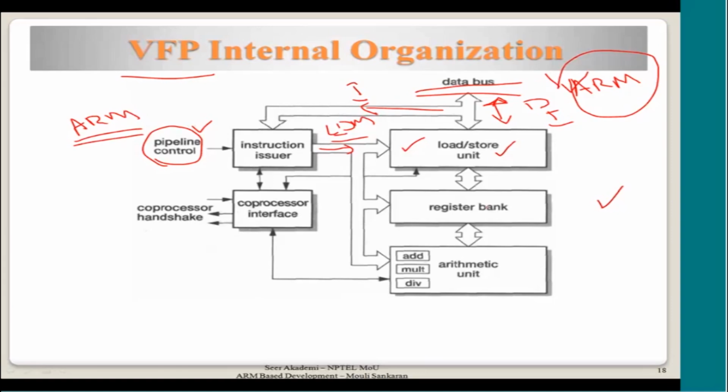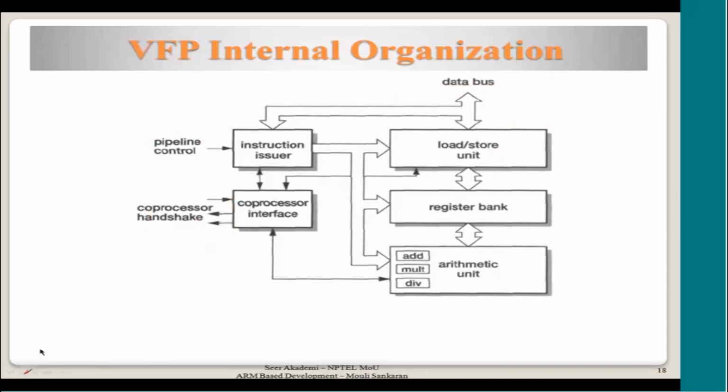Okay, and then these three signals, by now you should be concerned with that. This is NCPI, and these two are CPA and CPB, which are going to the ARM processor. This is a handshake with the ARM processor. This is a coprocessor interface.